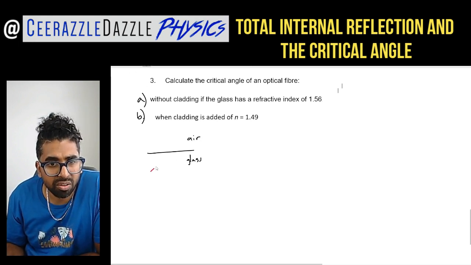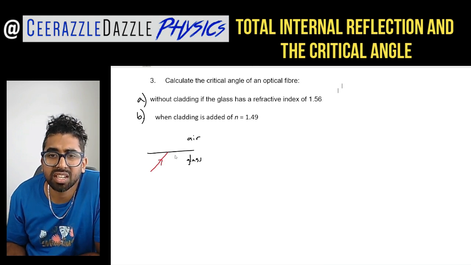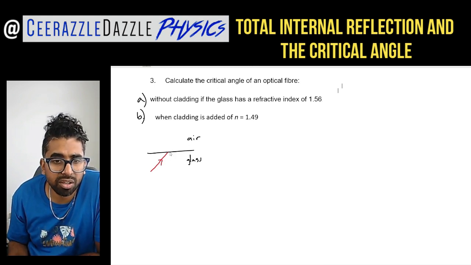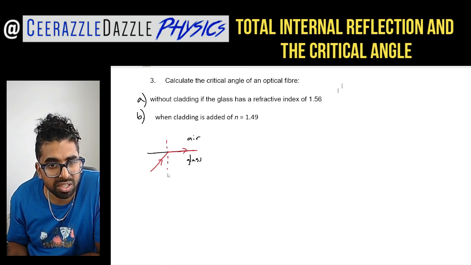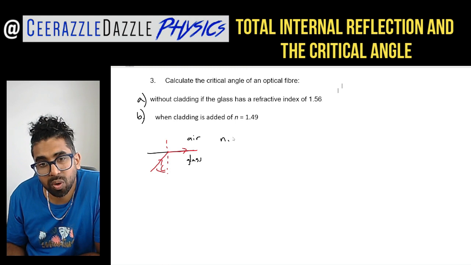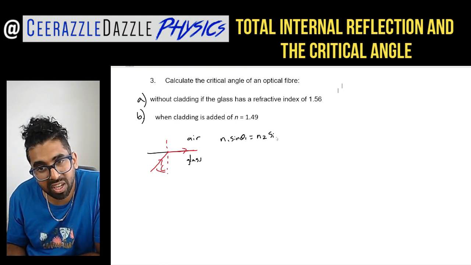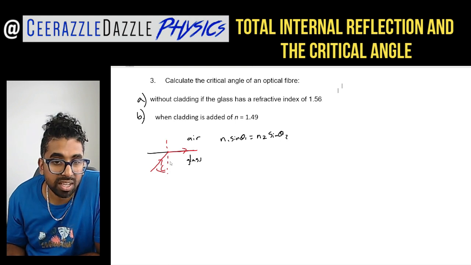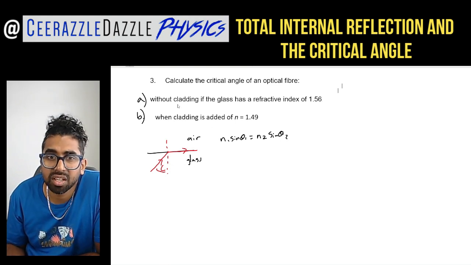We know that the ray of light will travel, hit it, and because I want to work at the critical angle, I know it will be along the boundary. So there we go, it's going down over here. This is going to be the critical angle C over here. Now from here, let's do this then. So if you want to work at the critical angle, we know that n1 sine of the angle theta 1 is equal to n2 sine of the angle theta 2. Right, n1, the refractive index of the glass, which is given to us by 1.56.